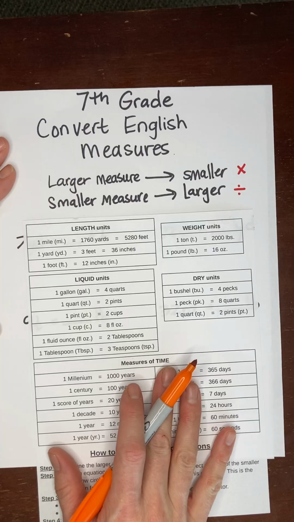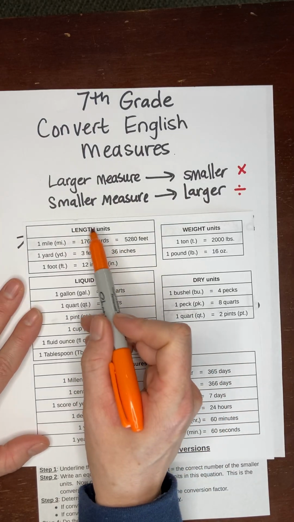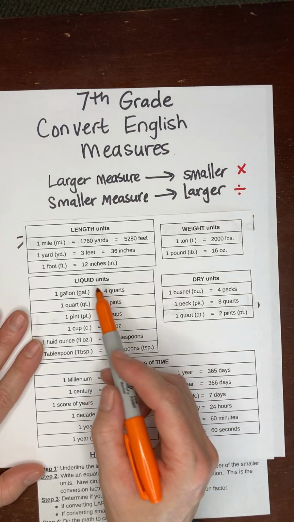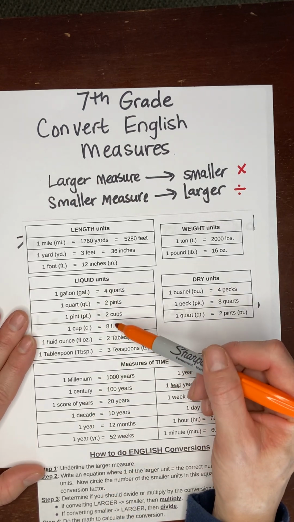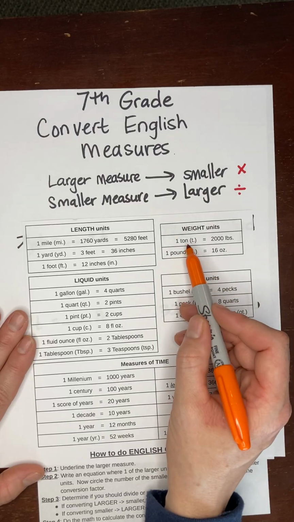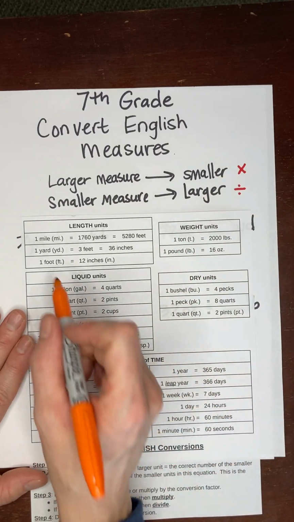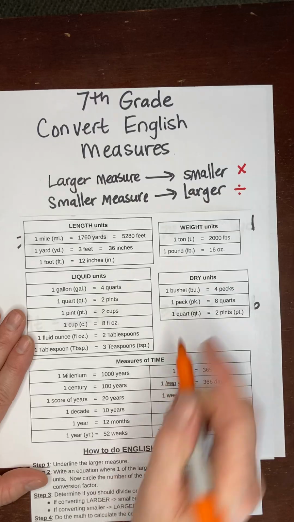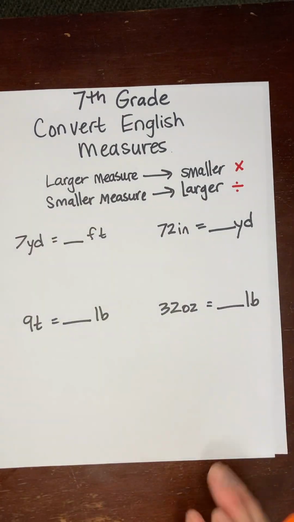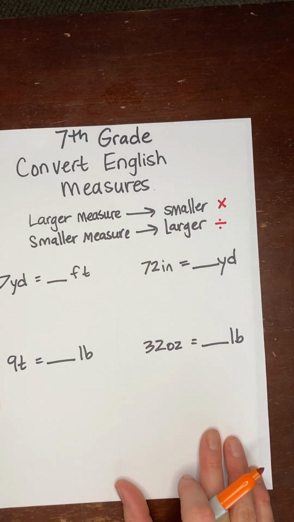Okay, so these are the units I'm using. I'm using length: mile, yard, foot, feet, inches. I have liquid measures: gallon, quart, pint, cup, fluid ounces, tablespoons, teaspoons. I have bushel, peck, and quart, and then I've got ton and pound. Okay, so when I'm writing these equations down on the paper, I'm referring to these conversions. Okay, so let me move that out of the way. Let's go to our examples.